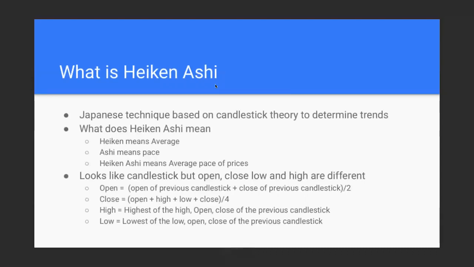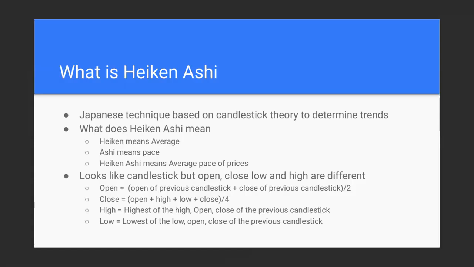So next, what is Heiken Ashi? Heiken Ashi is again a Japanese technique. If you remember, Ichimoku was also a Japanese technique. So this is a Japanese technique based on the candlestick theory. For folks who are not aware, even candlesticks were invented by the Japanese. Japanese are pretty good at identifying all these patterns. So they extended the candlestick theory to identify and stay with the trends.